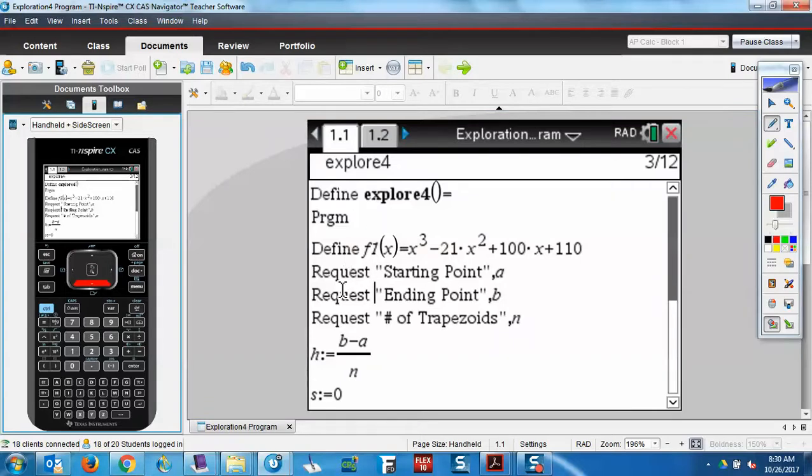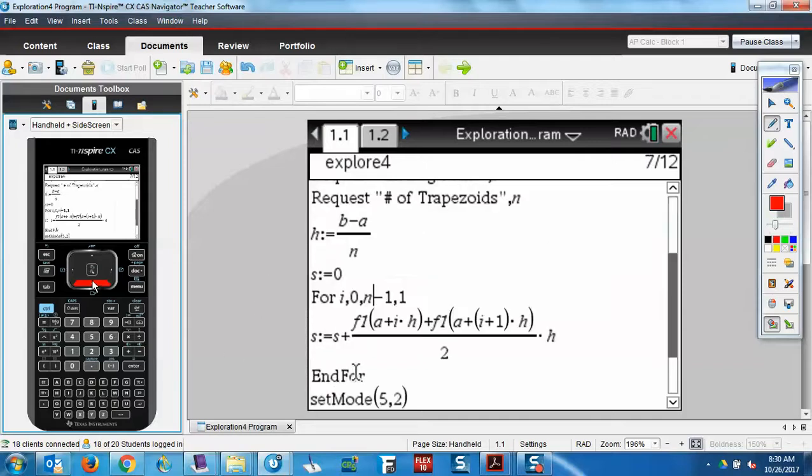When we run this program, it's going to request a starting and ending point, and how many trapezoids you want. Here's my height. How do you calculate the height? Well, B minus A, the starting and ending points, divided by how many we have. So that's going to be the height of each one. This is called a loop. This is a for loop. Actually, S is not the counter. S is our sum. We're going to add up these trapezoids. So S is for sum. So we're going to let S be the total, what's in S, plus each trapezoid.